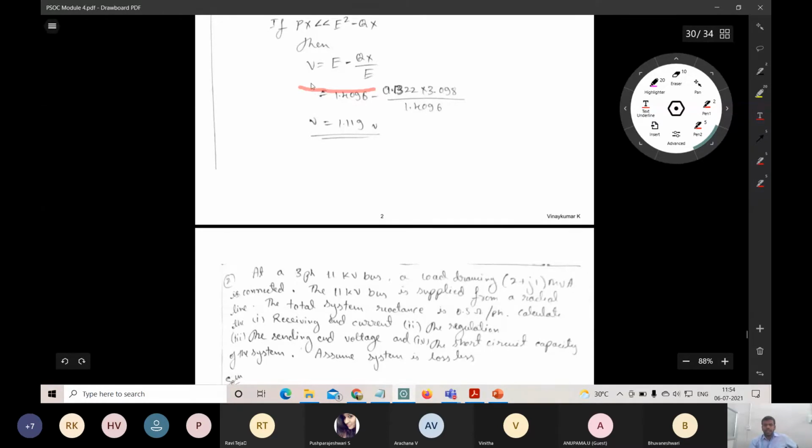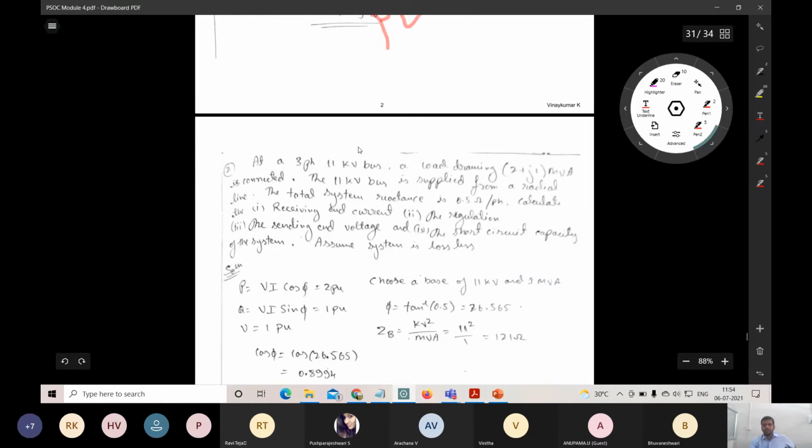So if you calculate that, you will get the receiving end voltage when we are given the sending end voltage. This is in per unit, not in volts. So if you want to convert that, multiply with 220, you will get the real value. Okay. That's all about the first problem.